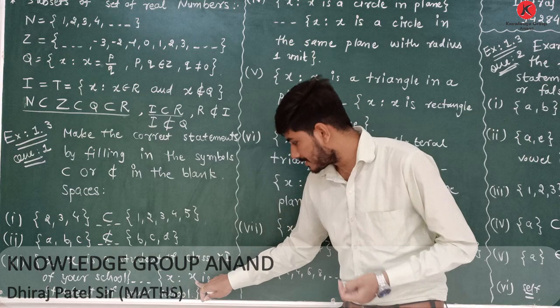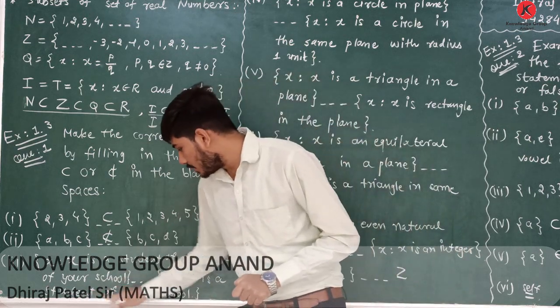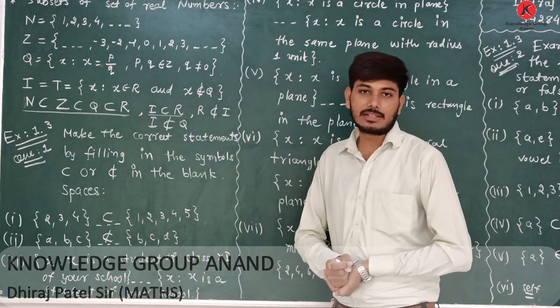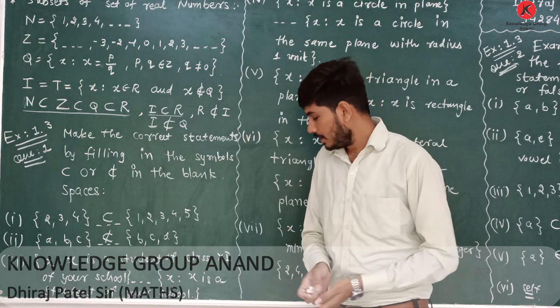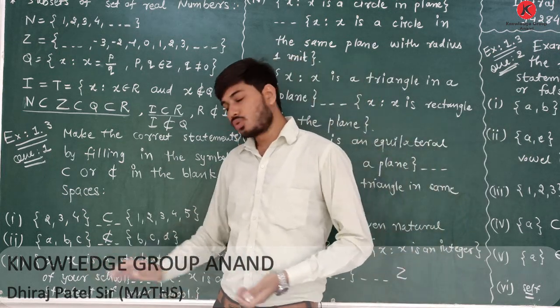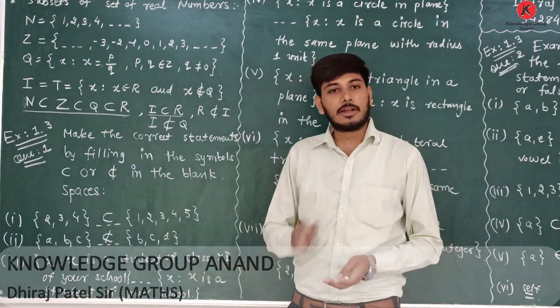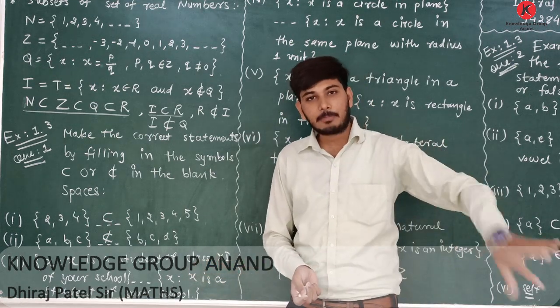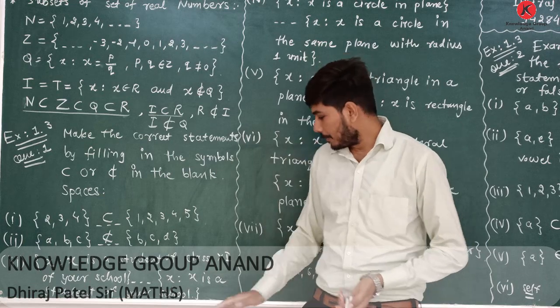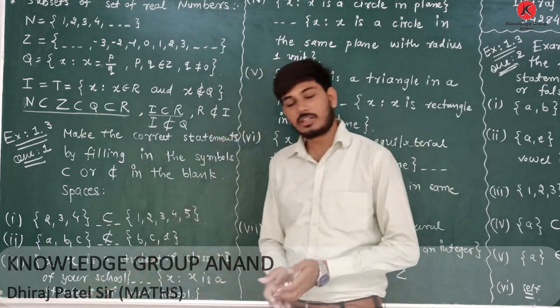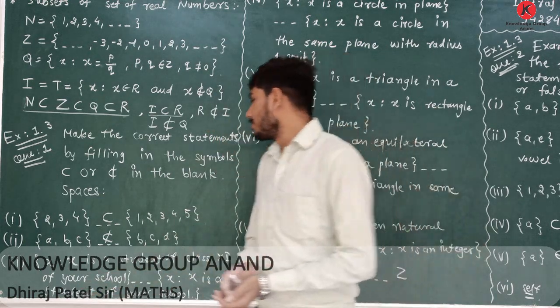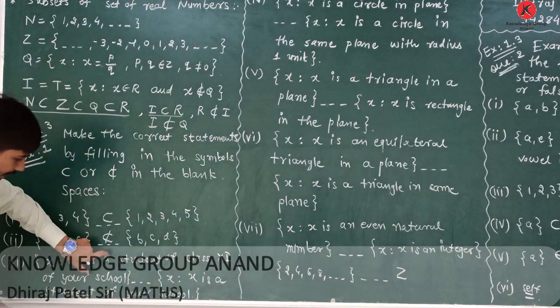See here, are all the elements of this set in set {B, C, D} or not? Here B and C are in this set, but A does not belong to this set. Therefore, we can say that it is not a subset of this set. It is not a subset. Okay.